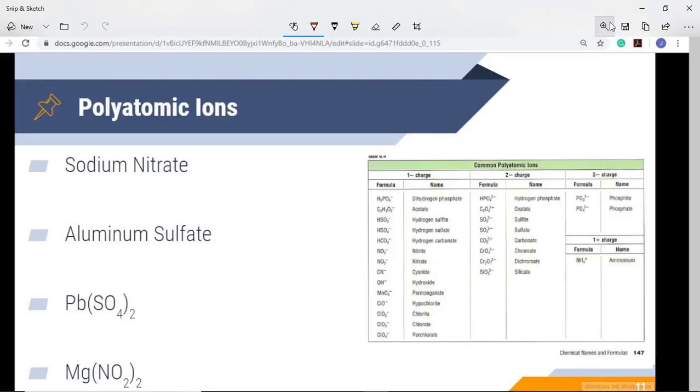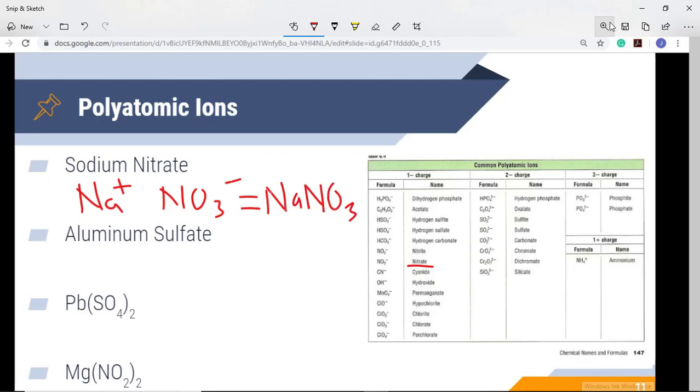Again, a couple more practice problems just to help us out. We've got sodium here. Sodium is Na. Positive charge. Nitrate, I look at my chart here, I find nitrate. Okay, that is NO3. It's a minus as well, so this is going to be NaNO3. Easy stuff. Aluminum sulfate, aluminum is Al. Again, all this is on the periodic table.